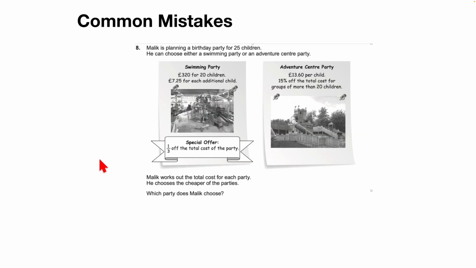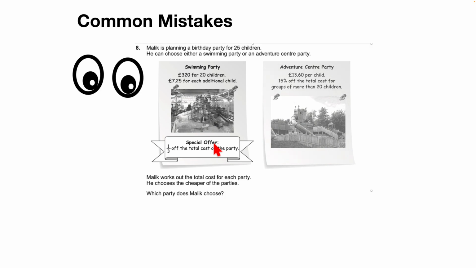Why do people make mistakes? I think it's the way the question is laid out. I think when people read this, okay, obviously I'm working out the cheapest one. That's a swimming party, 320 for 20 children. That's a lot of money. So it's only 13.6 per child, and there's a third off. Okay, now I'm going to do the question. And my mind is a jumble of bits from here, bits from there. No wonder people just pay a third, because I've seen a third. I've already got 5 facts in my head. I don't know what's going on.